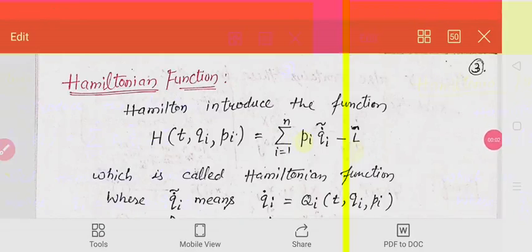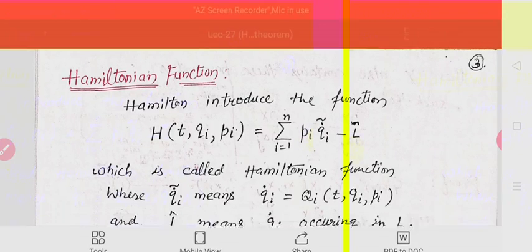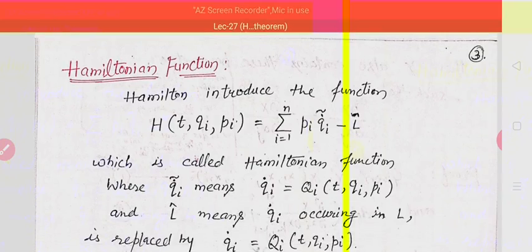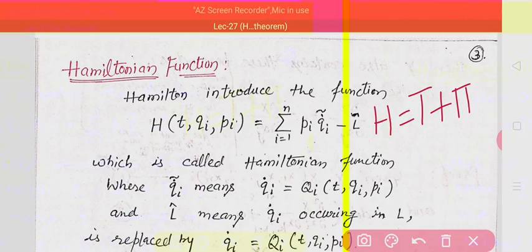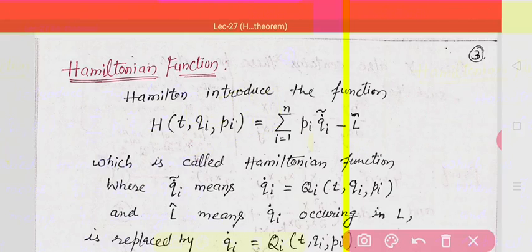Hello students, in the last video lecture we talked about the definition of the Hamilton function and the theorem based on the Hamilton function. What we proved there is that the Hamilton function, denoted by capital H, is the sum of the kinetic energy and the potential energy. That means capital H denotes the total energy of the system. Okay, so for today our first definition is the Hamiltonian function.